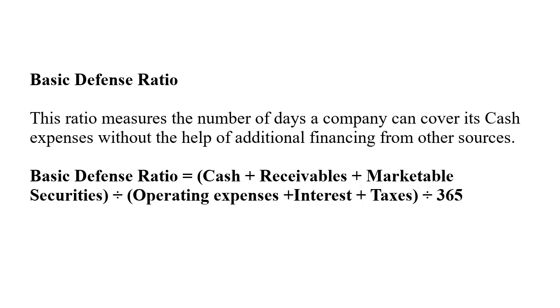This ratio measures the number of days a company can cover its cash expenses without the help of additional financing from other sources. Basic defense ratio equals cash plus receivables plus marketable securities divided by operating expenses plus interest plus taxes, the whole divided by 365. 365 refers to the number of days in a year.